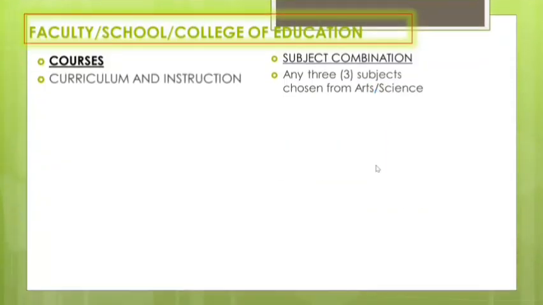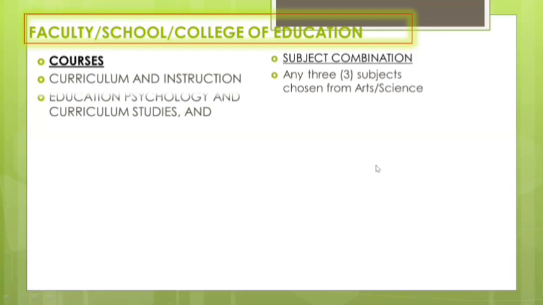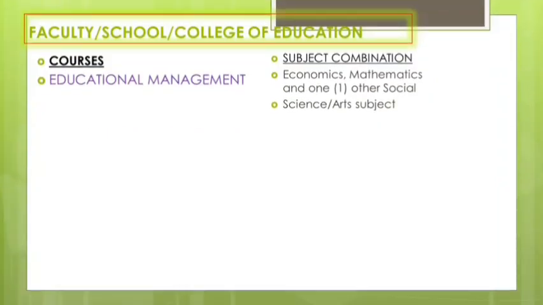For candidates applying for curriculum and instruction, education psychology and curriculum study, you have to choose any three subjects choosing from art or science. Are you a candidate applying for education management? You are to sit for economics, mathematics, and one other social or science subject.